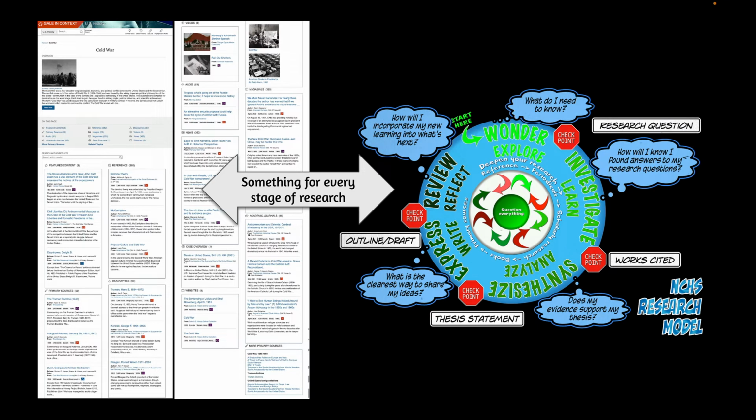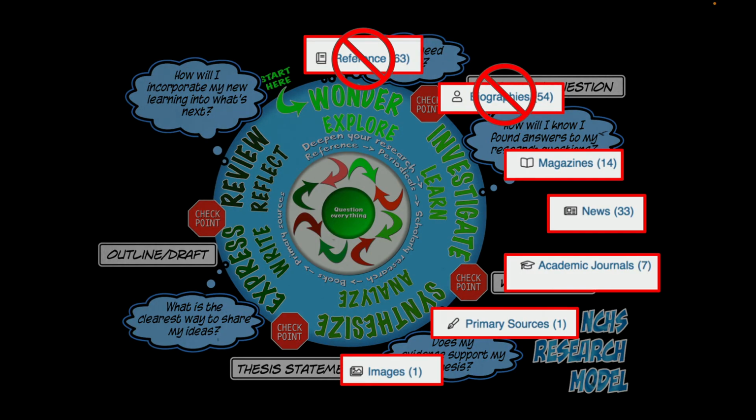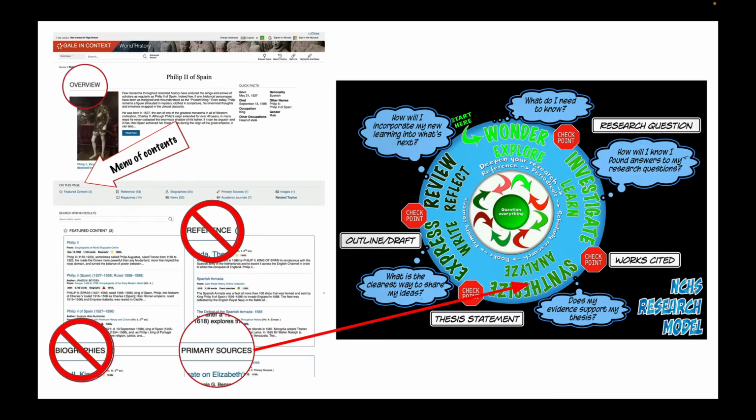What I like about those sources is there's kind of a source for everything that will move you through the entire research process. So if you look at it this way, this is kind of a mess, but basically you have different kinds of sources that meet your needs at different parts of the research process. This is probably an easier way to digest that information. The point being that you don't want reference or biography at this point. You want magazines, news, and academic journals, or even primary sources, maybe images, depending on what your topic is.